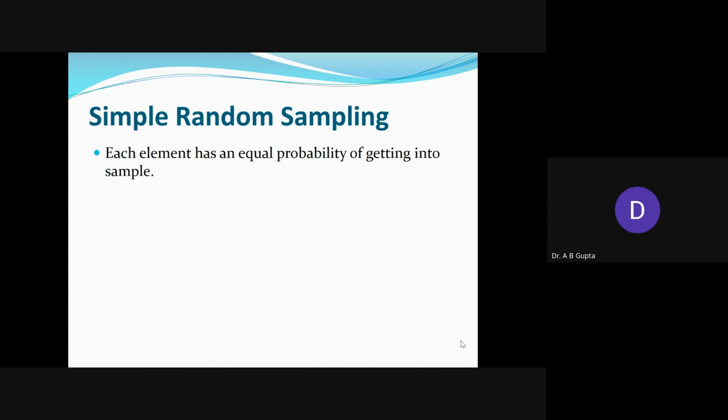So one of the techniques is simple random sampling. Here, each element has an equal probability of getting into the sample. Suppose there is a population of 10,000. Each element in the population has an equal probability of getting into the sample. This is called simple random sampling.